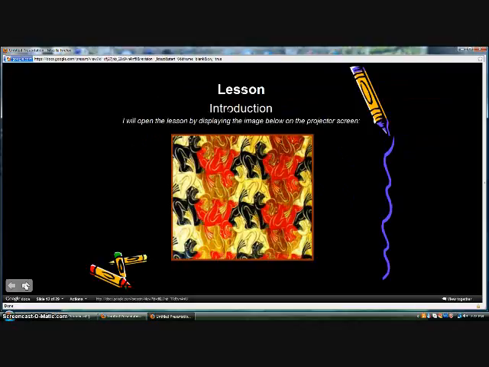Okay, now let's get to the lesson. As an introduction, I will be displaying an artwork on the projector which was done by M.C. Escher.